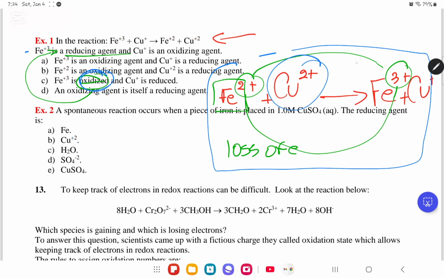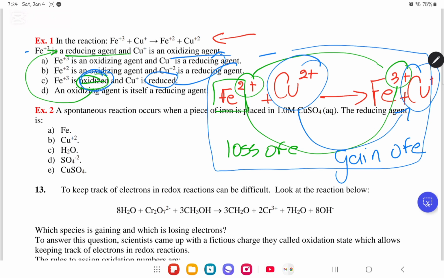Now, what about this one? Cu2+ was originally 2 positive, then it became 1 positive. That means it gained an electron, so gain of electron. That means it went under reduction, so it was reduced. So Cu2+ was reduced. In other terms, it is the oxidizing agent.